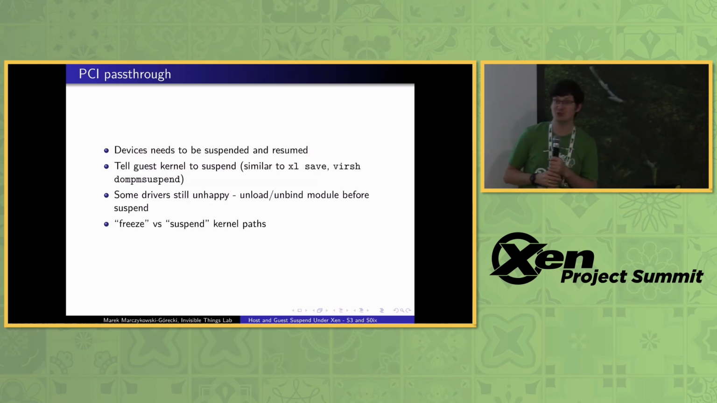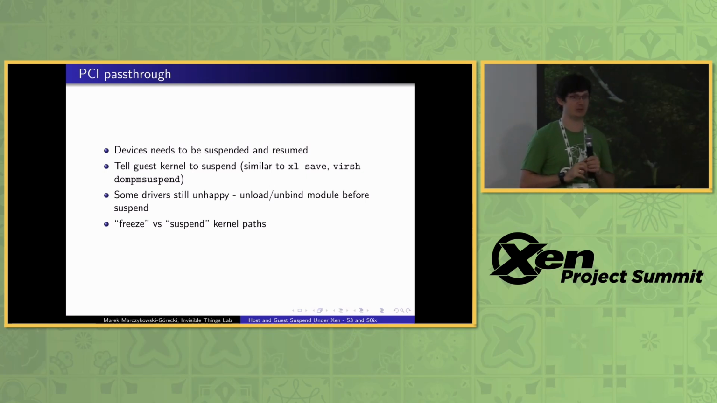Okay, so what to do about PCI devices? Generally, drivers need to be aware of the suspend. So if you do PCI passthrough, you need to tell the drivers in that guest, in that domU, to prepare for suspend. We do that on Qubes by simply suspending guests that have PCI devices.